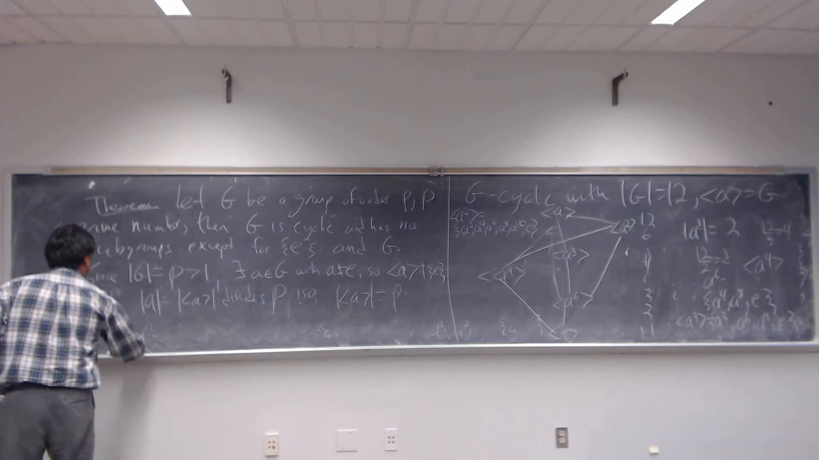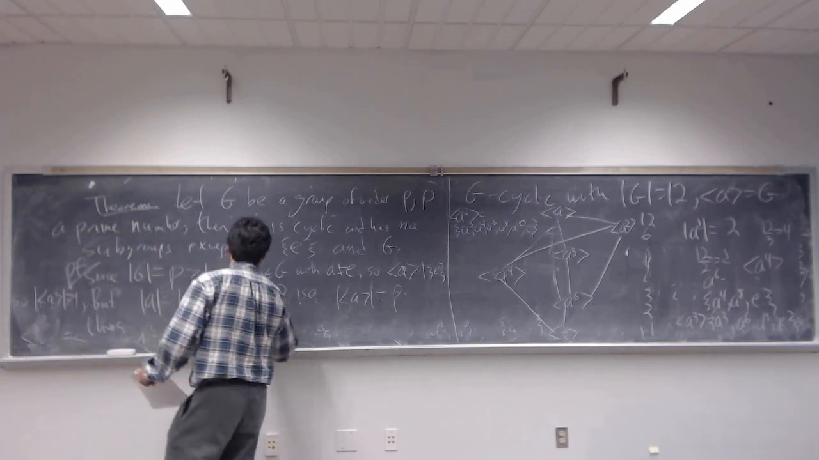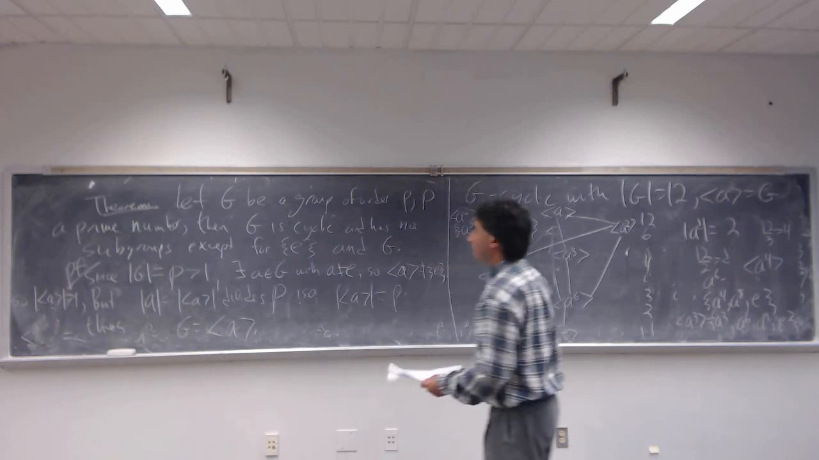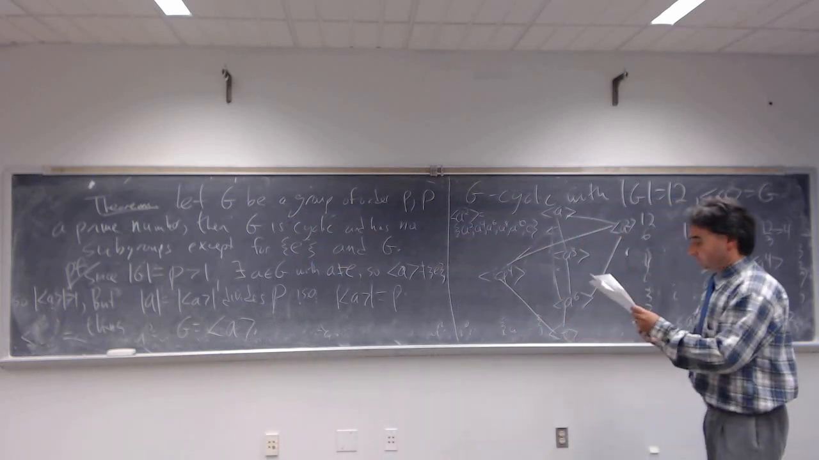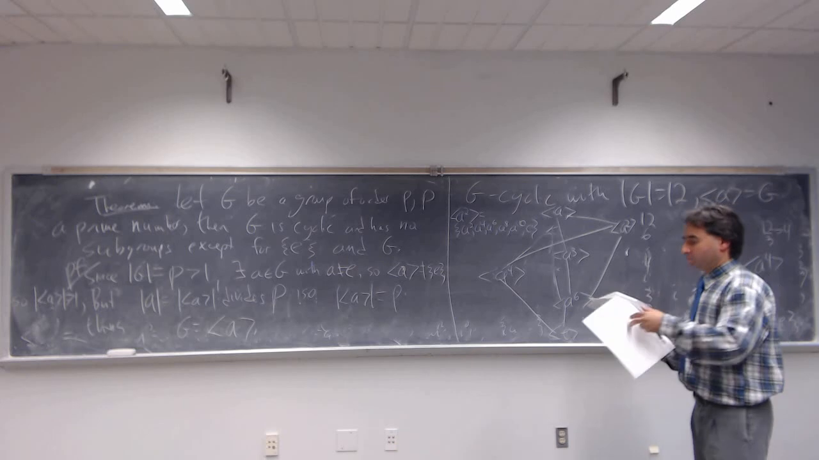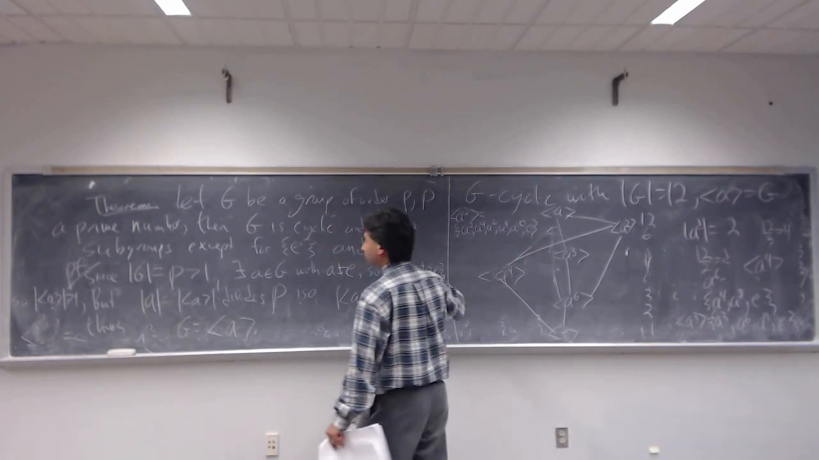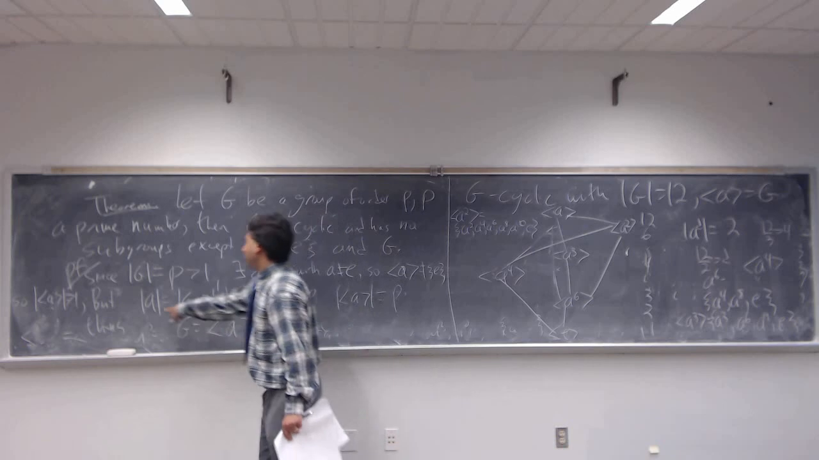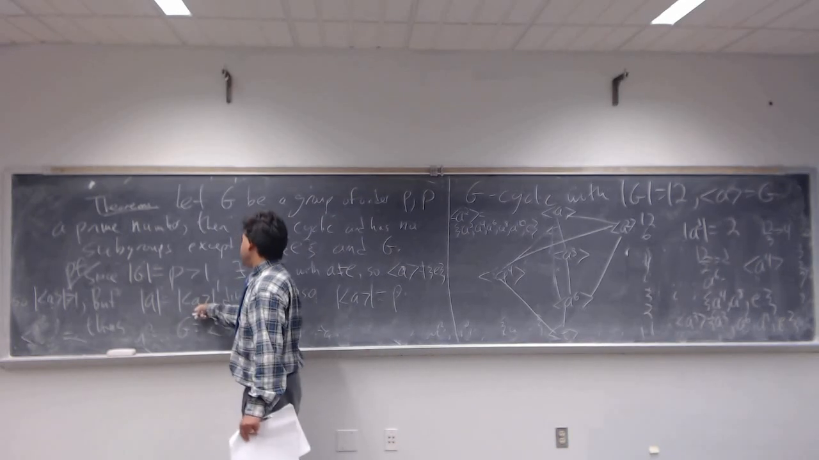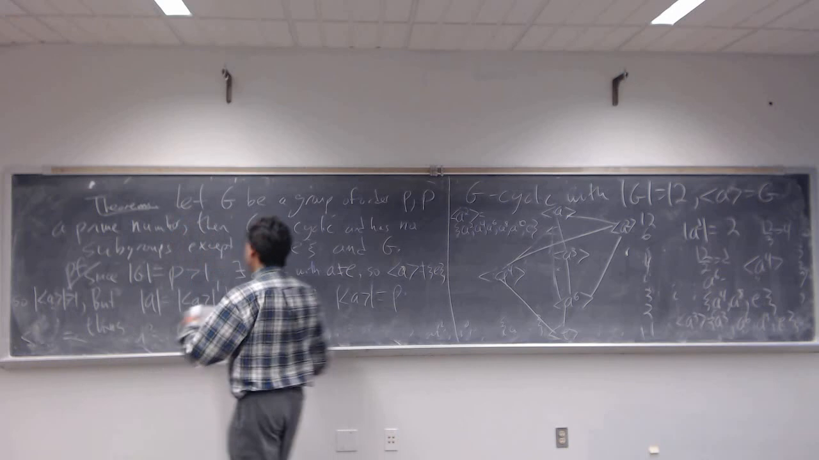So thus, G is generated by this non-identity element. Again, this is Lagrange's theorem. Where did Lagrange's theorem show up? That the order of an element, which is the same as the order of the cyclic subgroup, has to divide the order of the group, which is a prime.